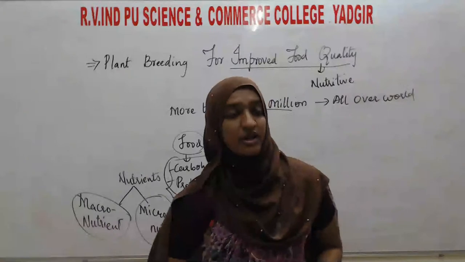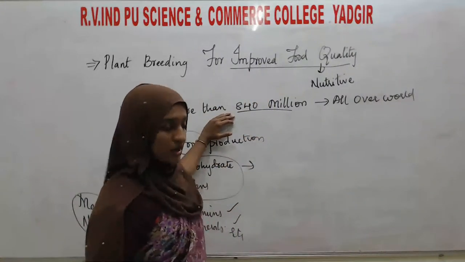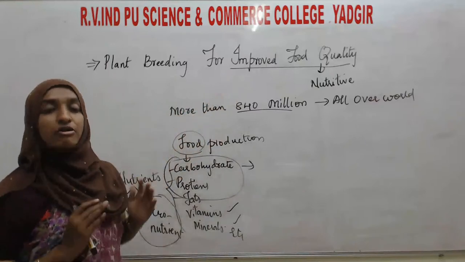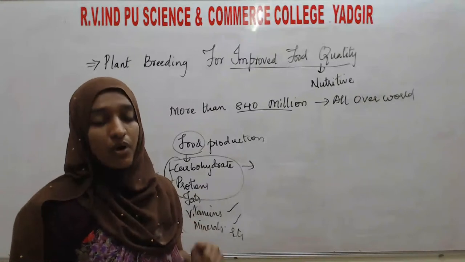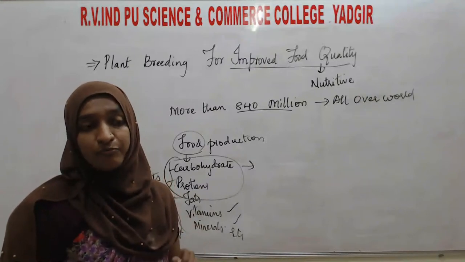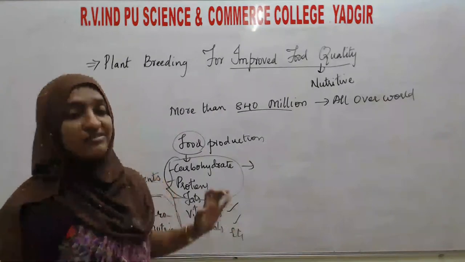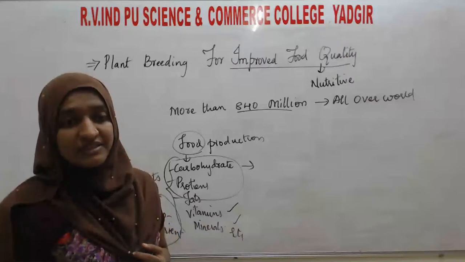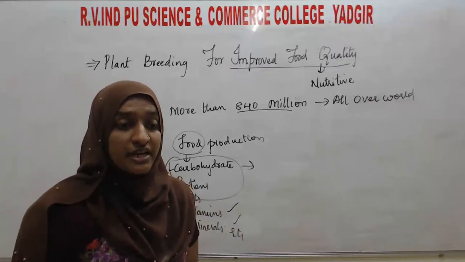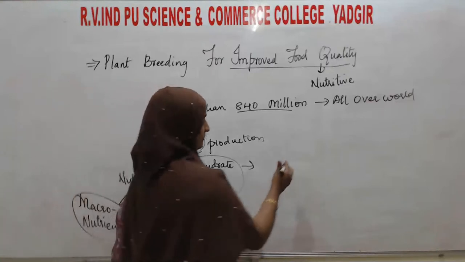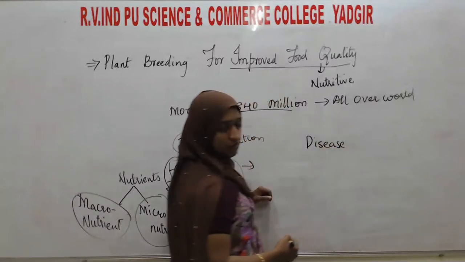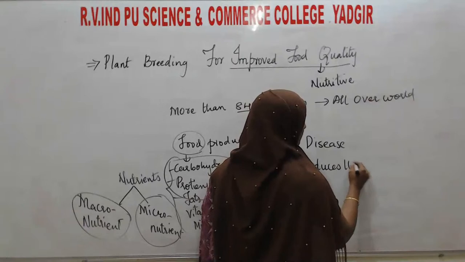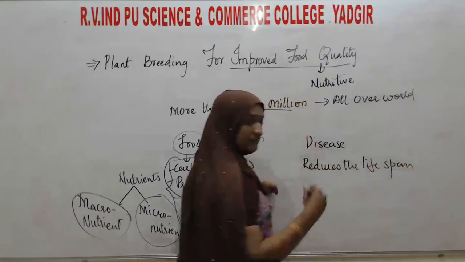Whatever food these many people are getting does not have an improved nutritive quality. They are not getting sufficient nutrients, what their bodies require. Around 3 billion people are suffering from this deficiency. If the macronutrients or micronutrients become lower in amount than our body requires, then our body leads to deficiency, which will lead to some syndromes or diseases. Diseases are going to be caused, which will reduce the lifespan.